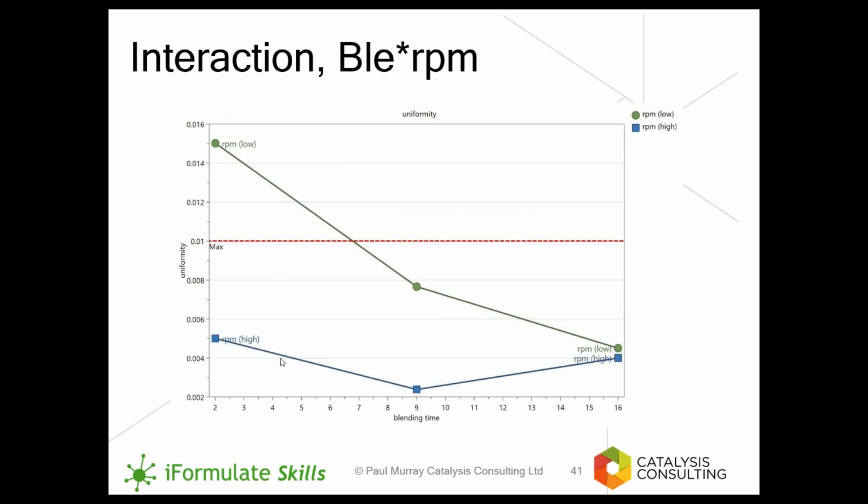So if we then look at the interactions, what we see is that if the rotation speed is high, so here we have high rotation speed in blue, it doesn't matter how long the blending time is. But if the rotation speed is low, at a low blending time, we have a failure. So we can choose a low RPM with a longer time, or we can choose a high RPM and have any blending time.